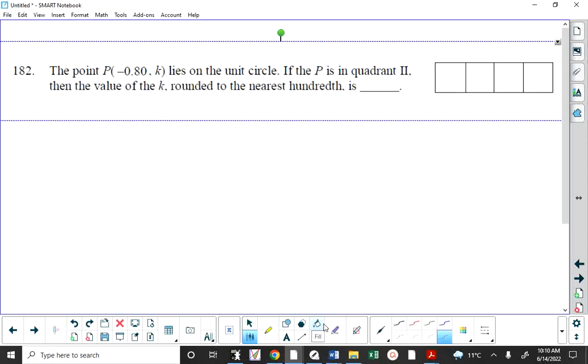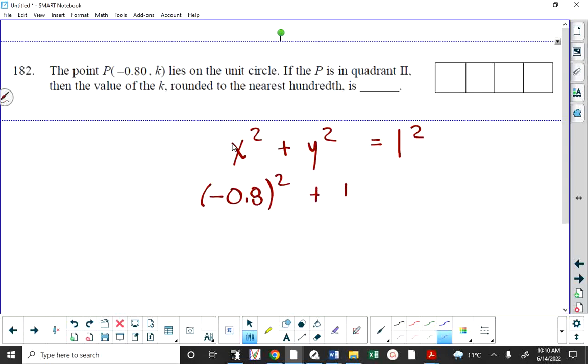It's on the unit circle, x squared plus y squared equals 1. And I'm going to put 1 squared because if the radius were 2, it would be equal to 4. And you just immediately went, oh, you get it, right? The bottom line here is negative 0.8 squared plus k squared equals 1. So k squared will equal 1 minus negative 0.8 squared.